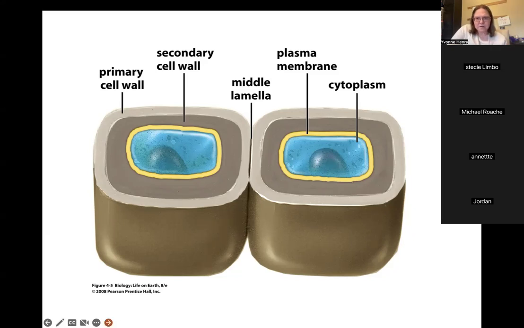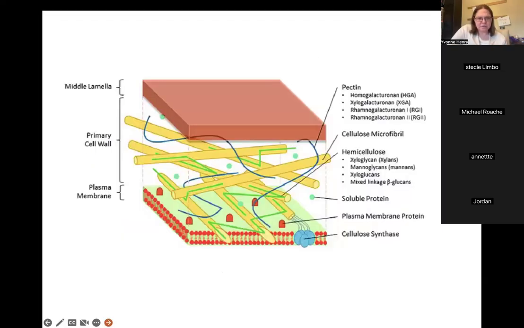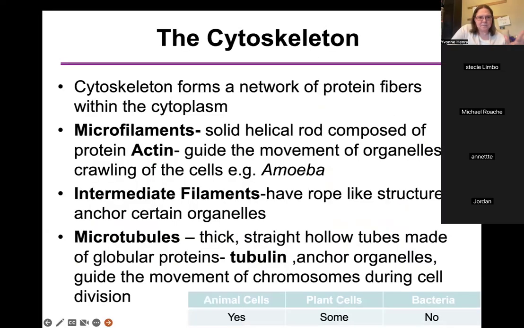Okay, so cell walls are mostly for bacteria and plants. It's an extra layer of structure. We're going to skip that one. Next, we're looking at the cytoskeleton. So here is kind of something you've hopefully heard of before.